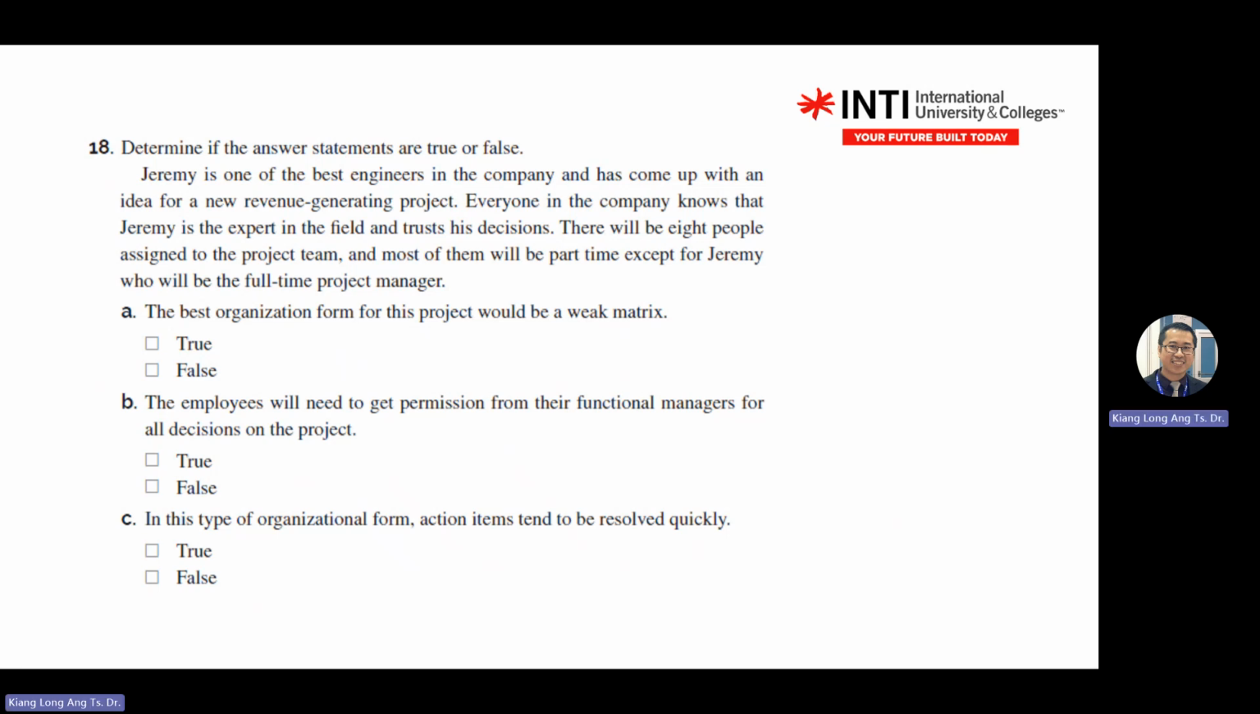Just now, according to the table just now, right? So most of the staff are part-time. Only Jeremy is full-time. So it will be a weak matrix. True or not? It's false, huh? It's false. All right. Employees need to get permission from their functional managers for all decisions on the projects. False.